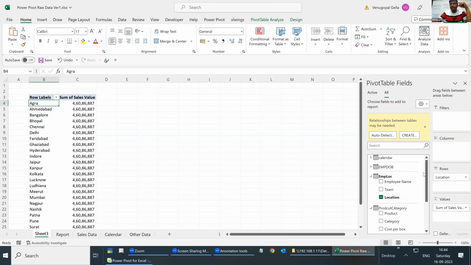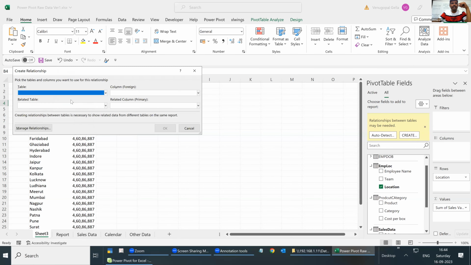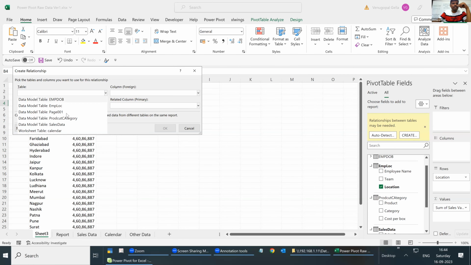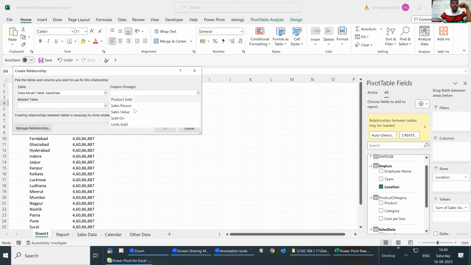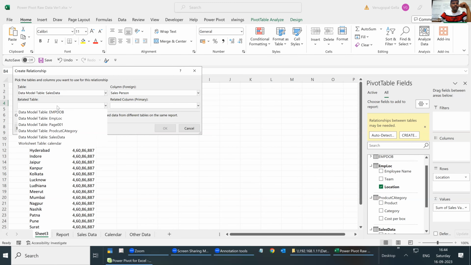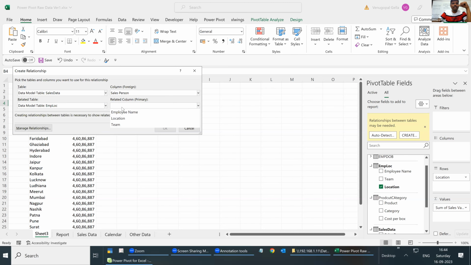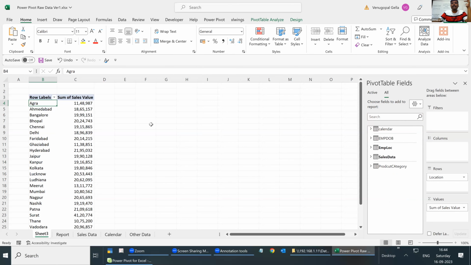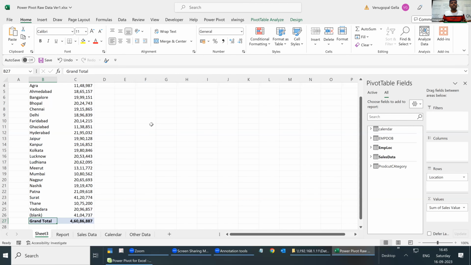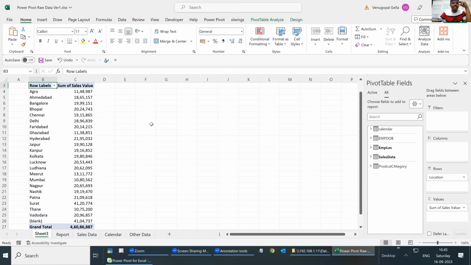Let me also add multiple things. So in the sales data, whatever is the salesperson, in my employee location, there is an employee name. Both are one and the same. Now I've created a relationship. Look at this. The total sales 4,60,00,000 has now become split against each location that the turnover has come from.